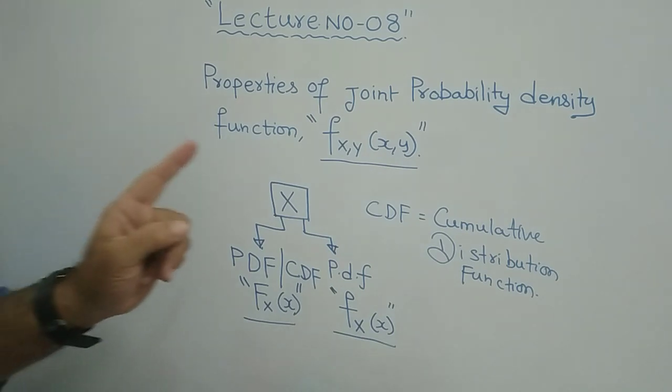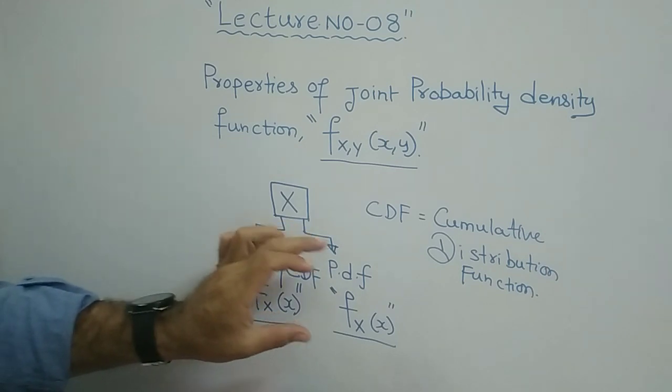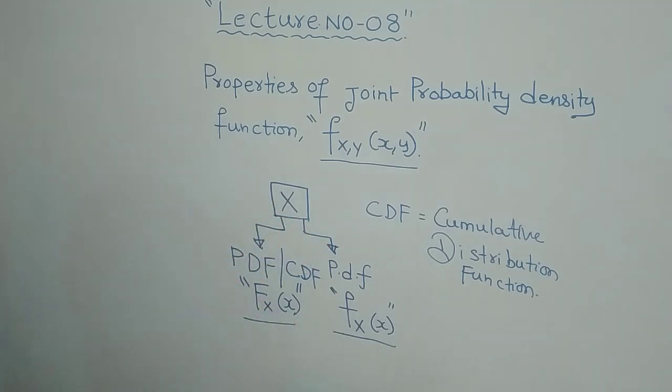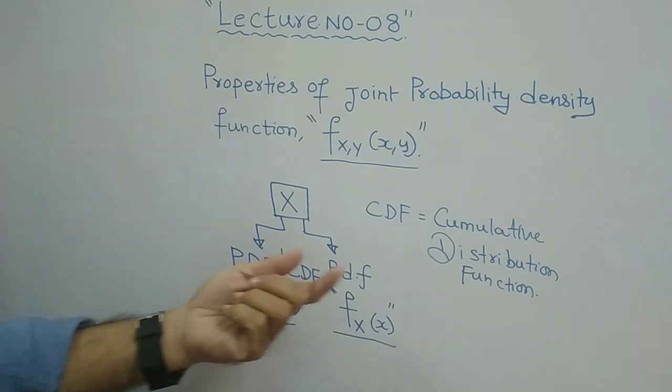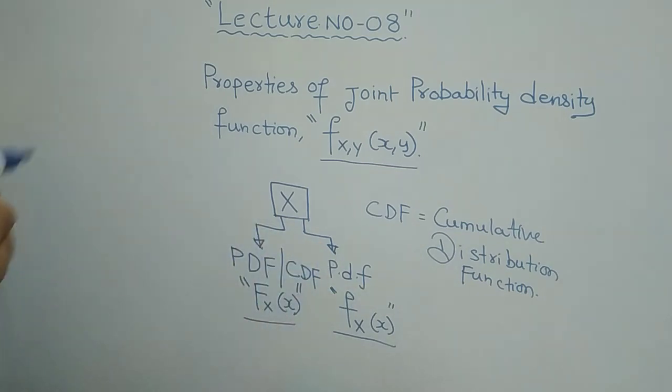Therefore, for any random variable X, these two kinds of functions exist, the capital PDF and the small PDF. This is with respect to a single random variable.